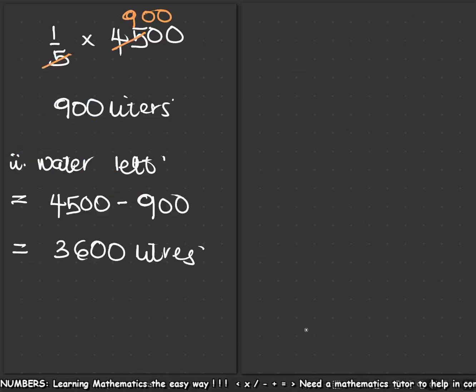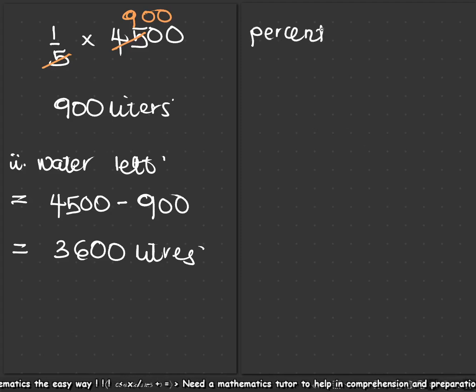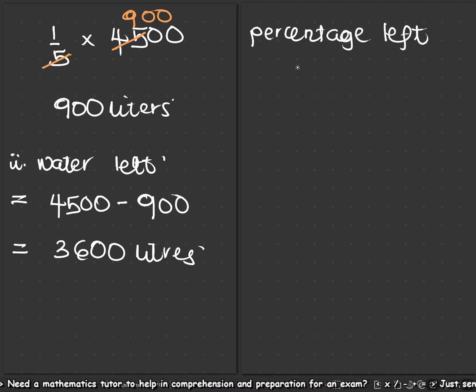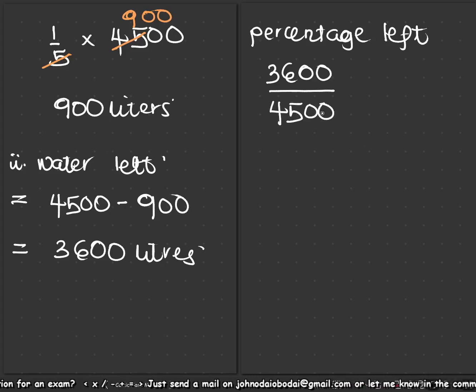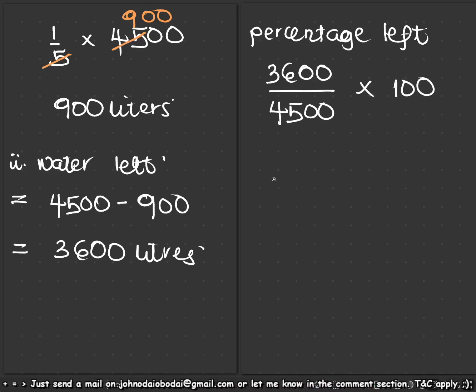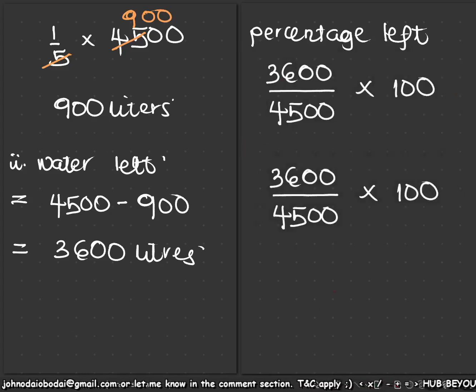But the question says we want it in percentage. So if you want it in percentage, then you are going to say the percentage left. So our percentage left is going to be the quantity that is left, which is 3,600, divided by the total. You said our total was what? 4,500. And since we want percent, we then multiply it by what? 100. So we want to multiply this whole thing by 100. And how do we do it?